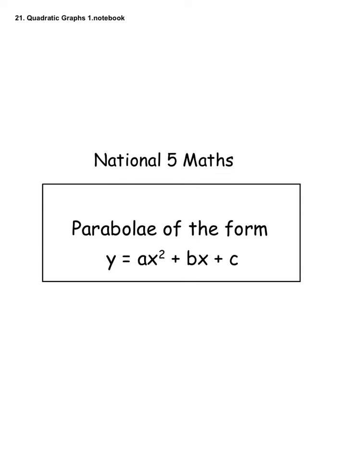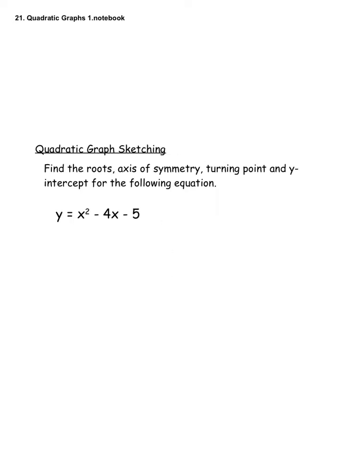Today we're going to have a look at parabolae of the form y equals ax squared plus bx plus c. So if you encounter one of these examples in your exam, likelihood is the question will ask you to find roots, the axis of symmetry, the turning point, and the y-intercept for an equation. That or it will ask you to sketch the graph of y equals x squared minus 4x minus 5. Either which way, these are the things that you have to find anyway.